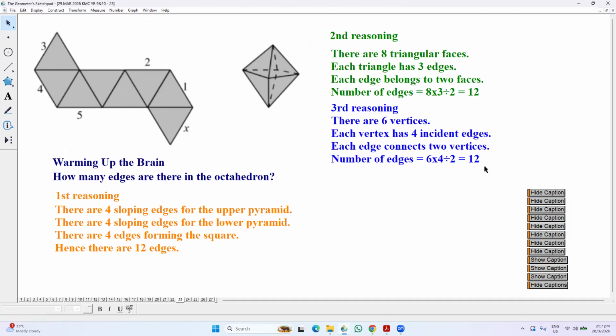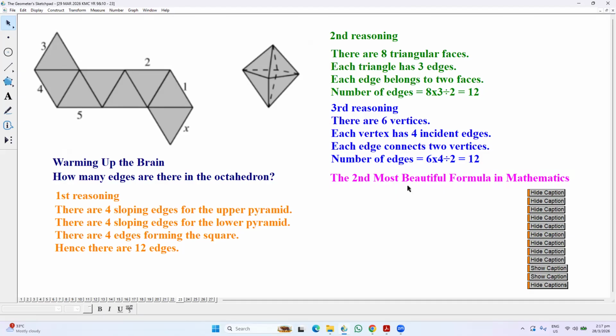edges. So there are 3 ways to count the edges: either directly counting the edges, or indirectly counting the faces to help obtain the number of edges, or we can count the vertices and then calculate the number of edges.